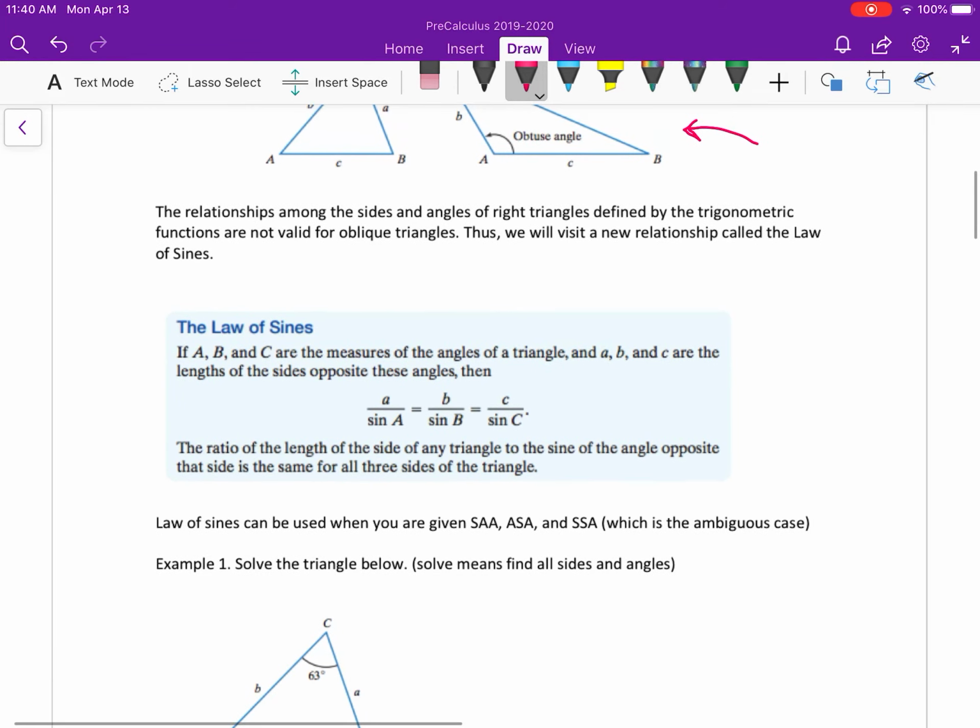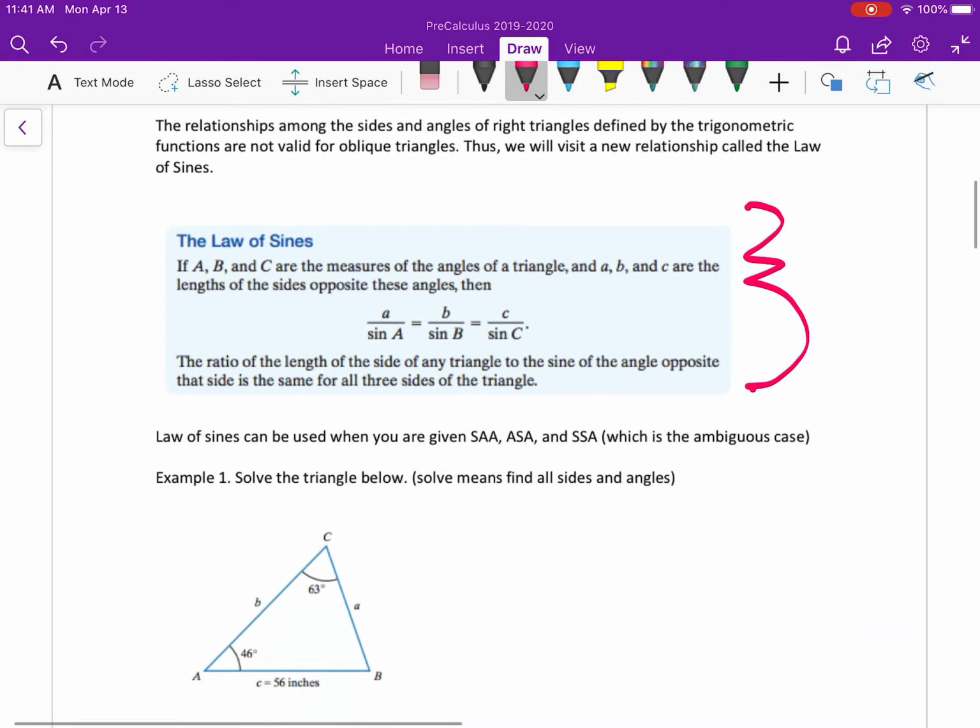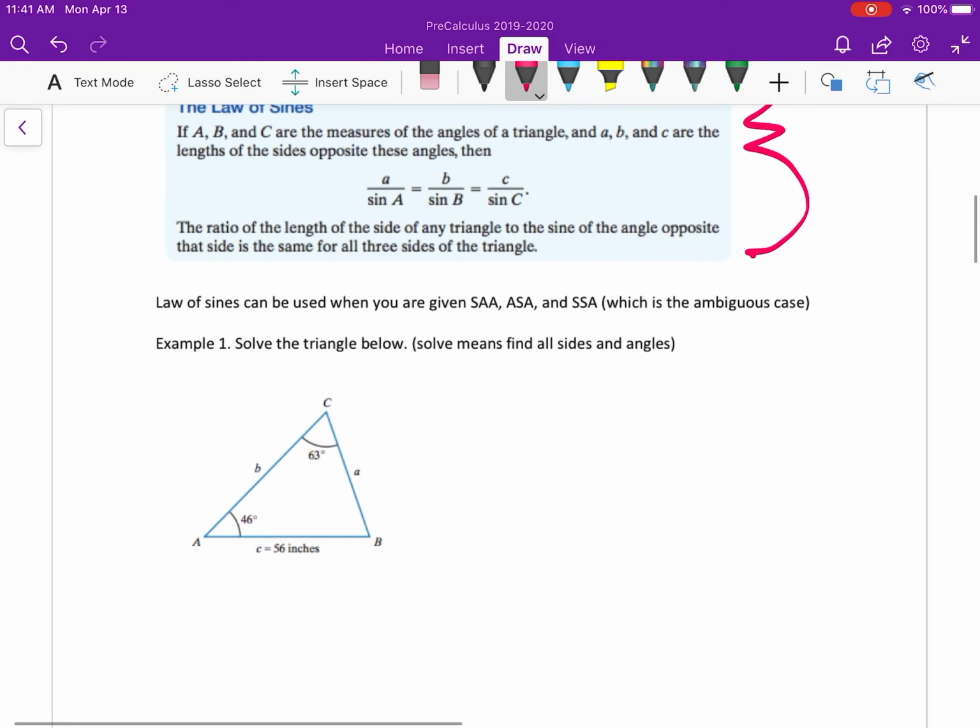So we cannot use our regular right triangle trig, SOHCAHTOA sort of things for this, but we can use something called the law of sines. And the law of sines is just ratios between the side length and the angle. And that is it. So you can be using law of sines when you're given these circumstances: side angle angle, angle side angle, or side side angle, which is going to be an ambiguous case, which we will talk about at the end of this lesson. But it's pretty straightforward. So you look at what you have in a triangle.